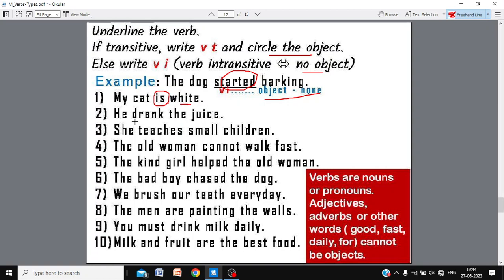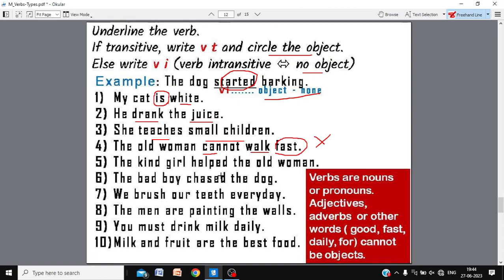He drank the juice. Drank is a verb, juice is the object. She teaches small children. Teaches verb, children object. The old woman cannot walk fast. Not is an adverb. Can, the first part of cannot, is a verb, but there is no object. Can walk. Can is the modal auxiliary. Walk is the second part of the verb, the main verb. So can walk or cannot walk. Fast is an adverb, so it does not have an object.